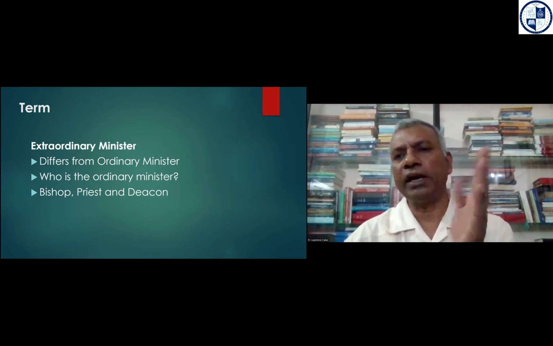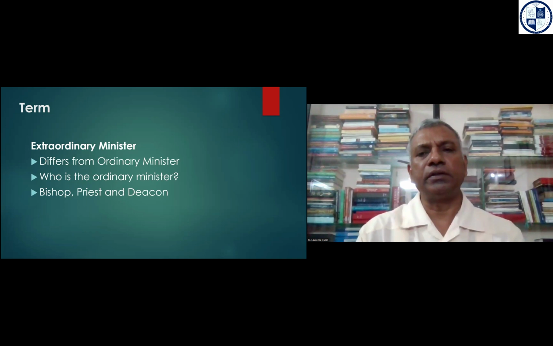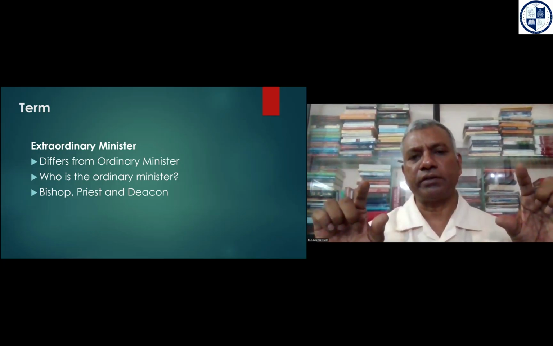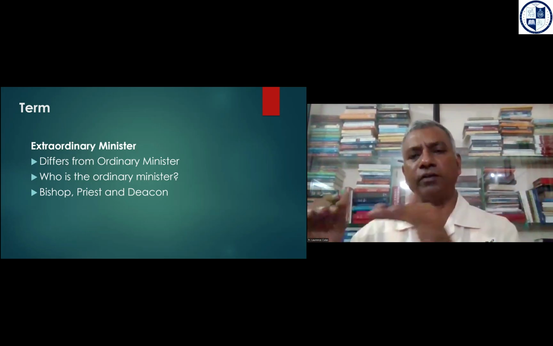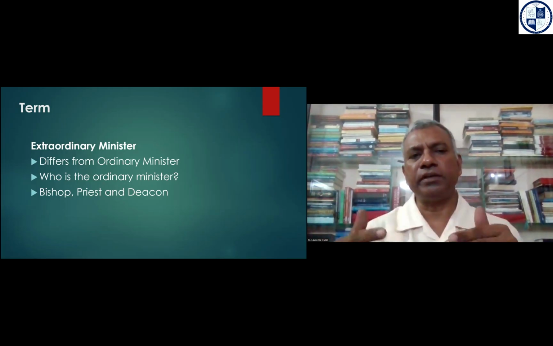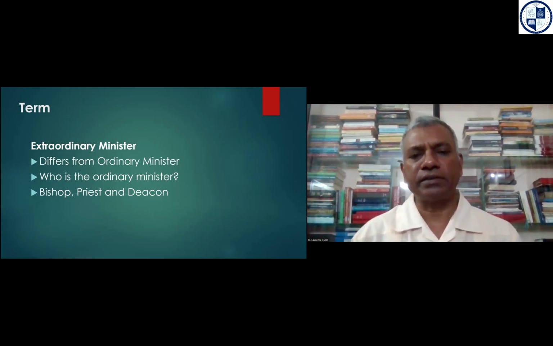So, we don't have an extraordinary minister for Holy Eucharist. We have only an ordinary minister. So just a term clarification. The word itself, extraordinary minister, specifies that there is an ordinary minister. So the extraordinary minister differs from the ordinary minister. Who is the ordinary minister of Holy Communion? Of course, the celebrant. The celebrants can be bishop or bishops, priest or priests, and also the deacon who assists.